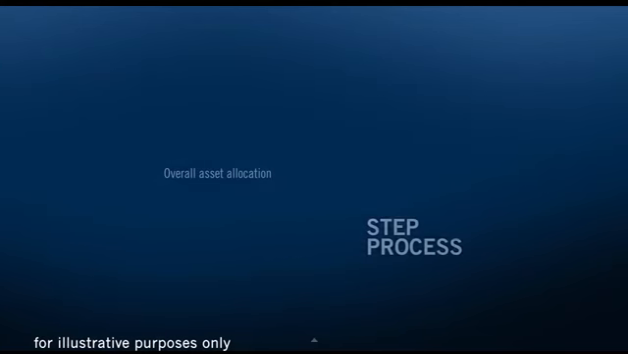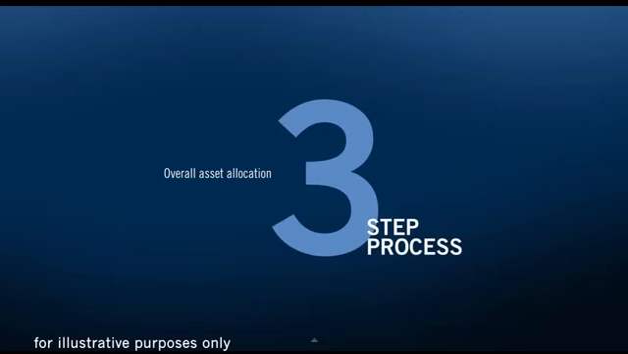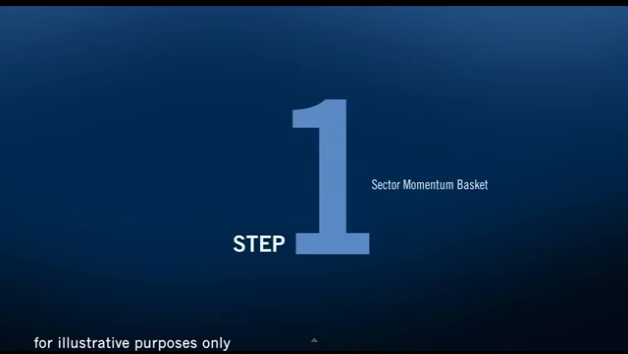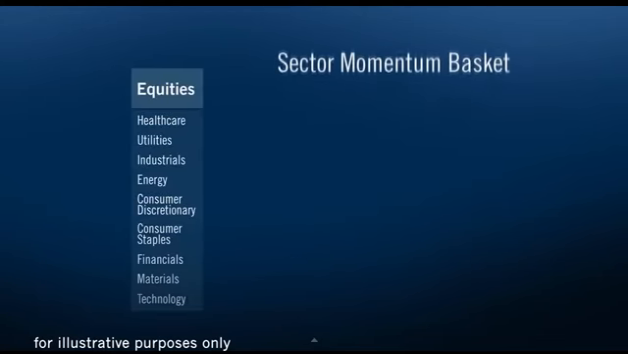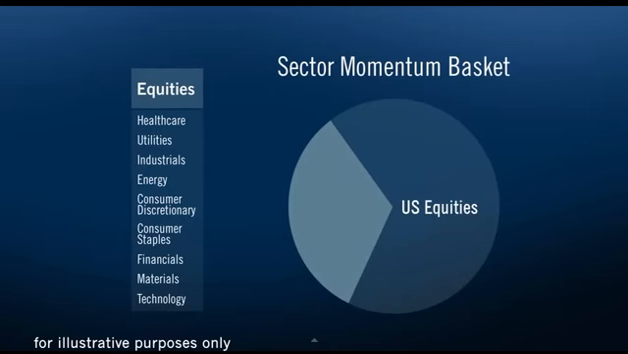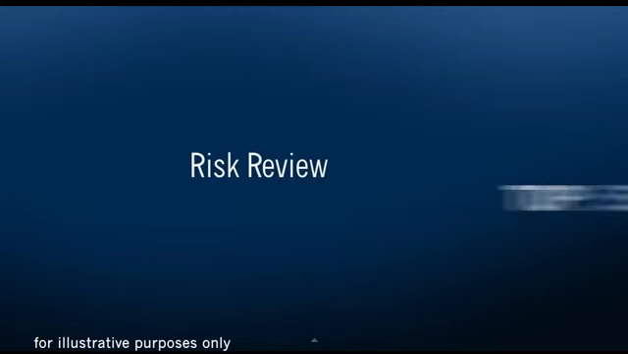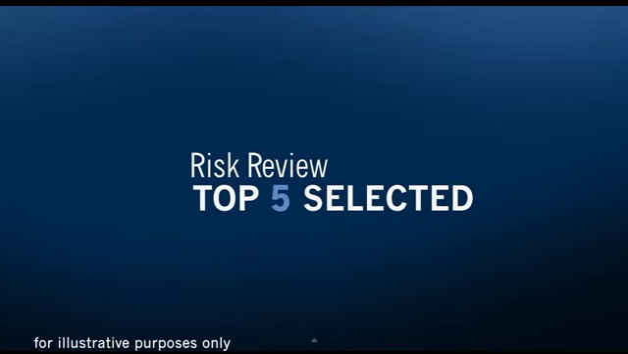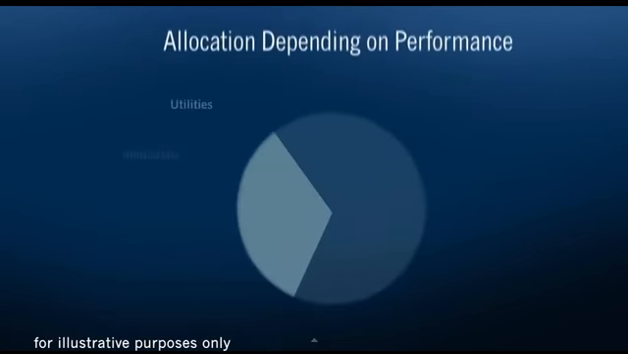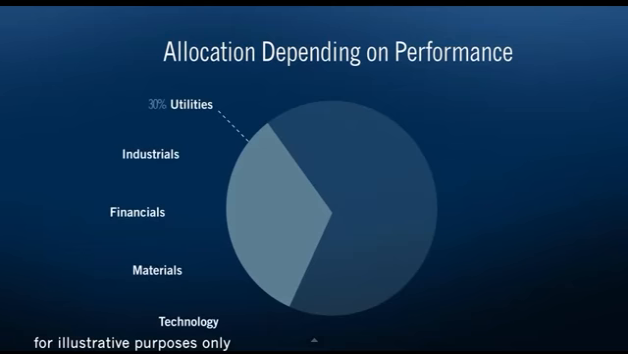Overall, asset allocation is a 3-step process. First, a sector momentum basket is created by ranking all U.S. sector ETFs by their recent risk-adjusted performance. Top 5 performing sector ETFs are selected, with the top performing ETF having an allocation of 30% and subsequent performing ETFs having 25%, 20%, 15%, and 10% allocations.